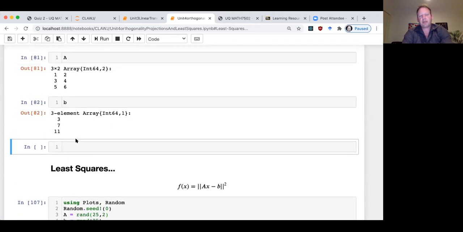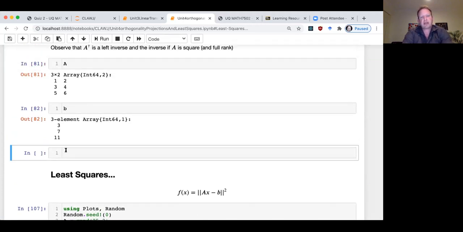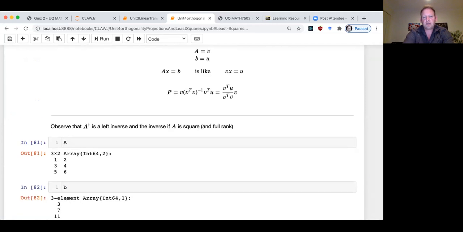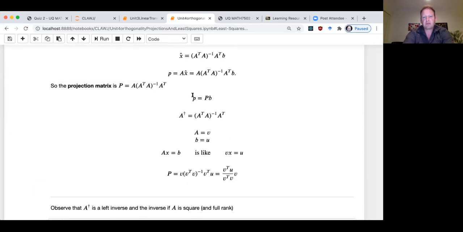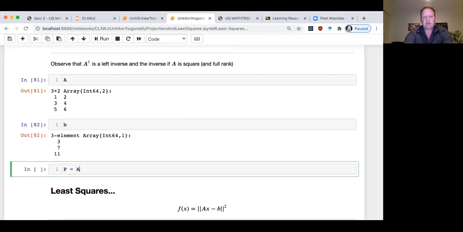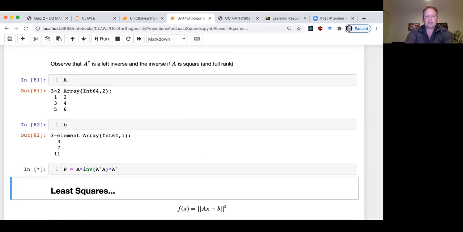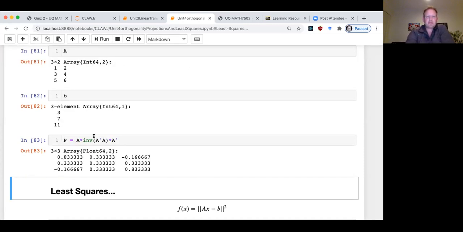We want to project B onto the column space of A. So let's do our projection matrix. It's not A transpose, sorry. It's A times the inverse of A transpose A times A transpose. That's our projection matrix. Let's see that this satisfies the properties of a projection matrix.